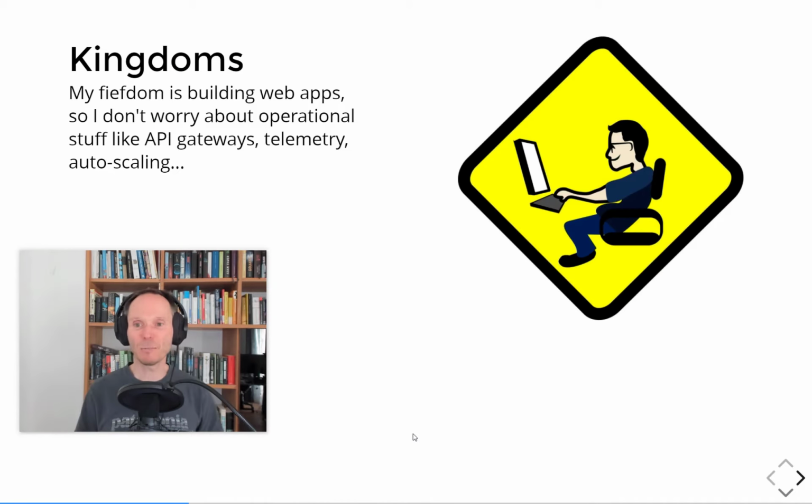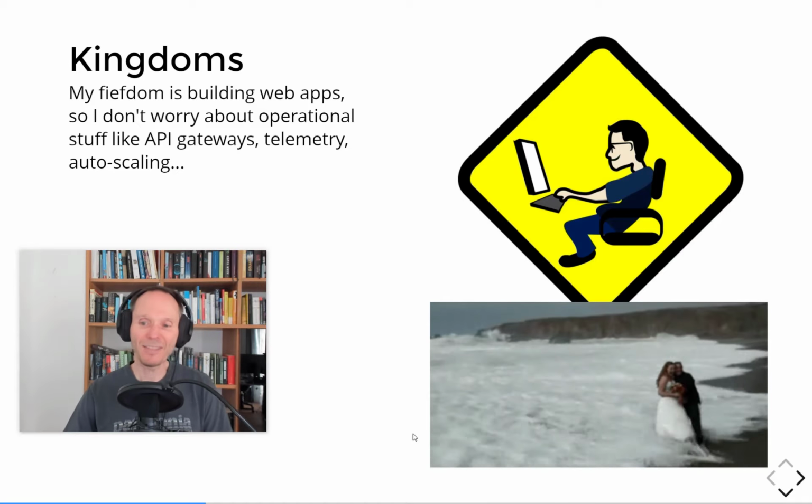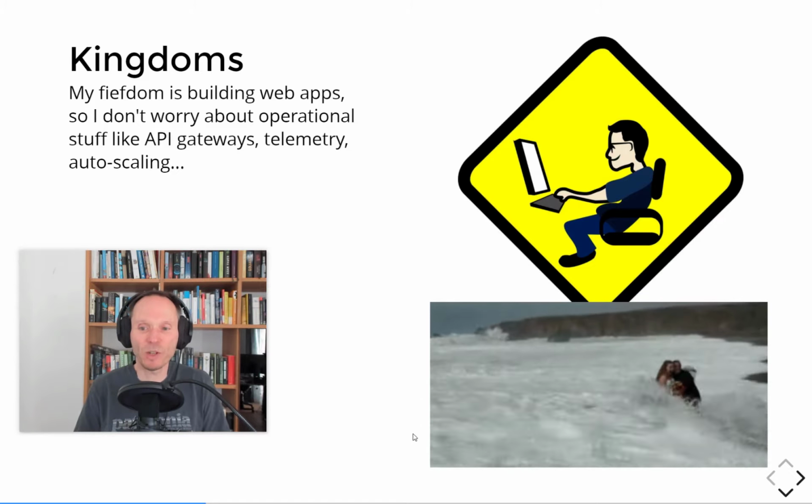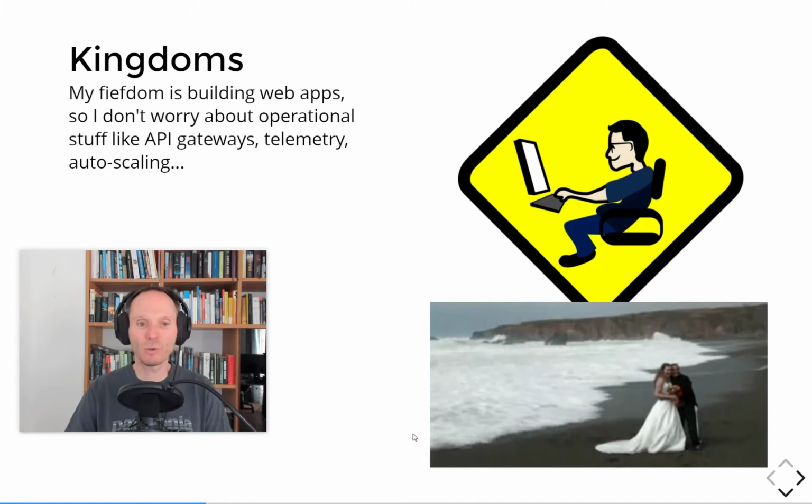We have kingdoms. We have people who live in kingdoms. For instance, this fictitious developer cares about building web apps, and he doesn't really care about operational stuff. He doesn't really care about reverse proxies, firewalls, telemetry, autoscaling, because he just wants to write code. And then things like that happen. The security guys know that, and they want to prevent things like that from happening.